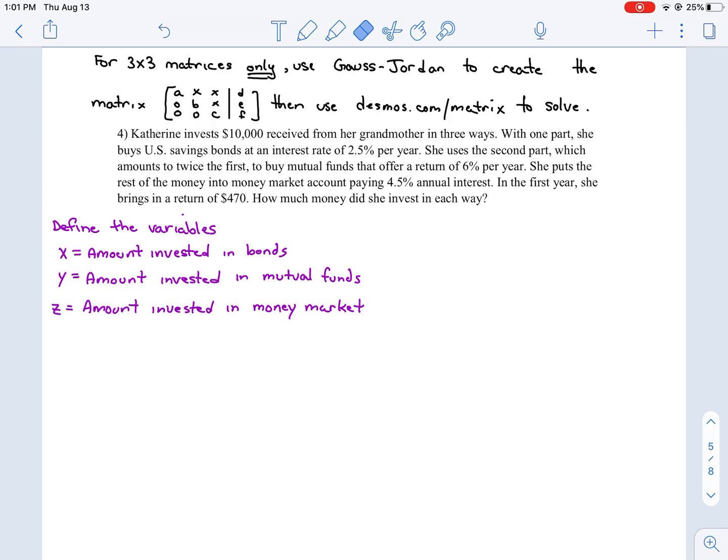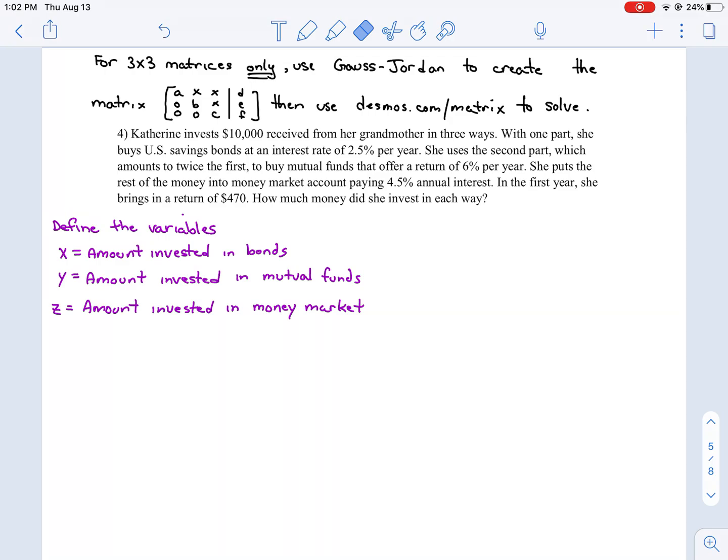With one part, she buys U.S. savings bonds at an interest rate of 2.5% per year. She uses the second part, which amounts to twice the first, to buy mutual funds that offer a return of 6% per year. She puts the rest of the money into money market accounts, paying 4.5% annual interest. In the first year, she brings in a return of $470. How much money did she invest in each way?